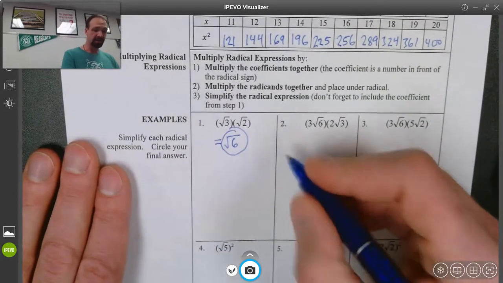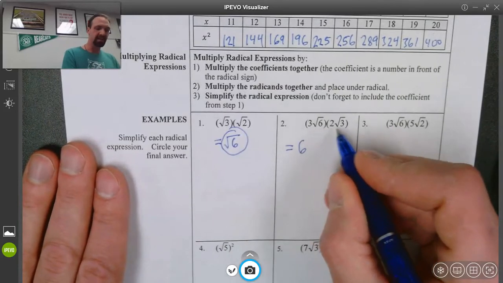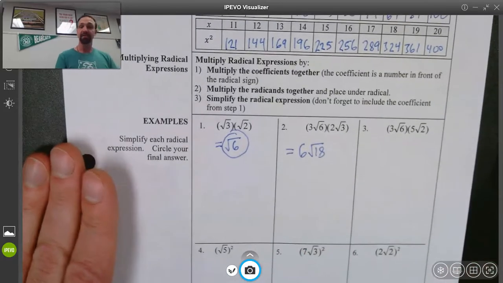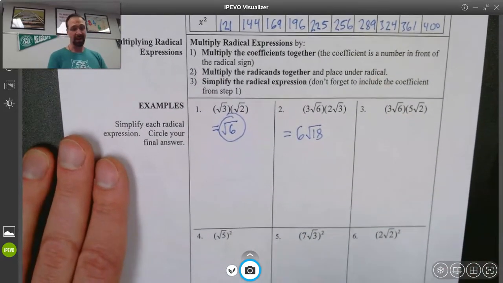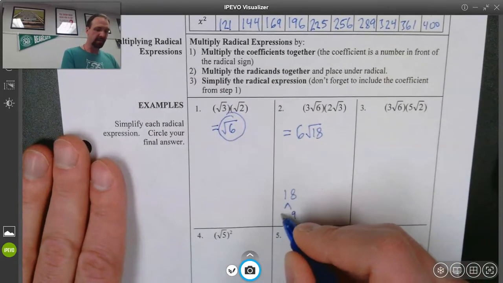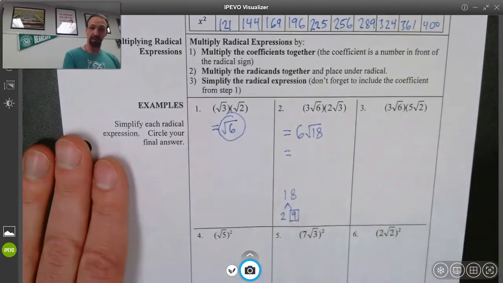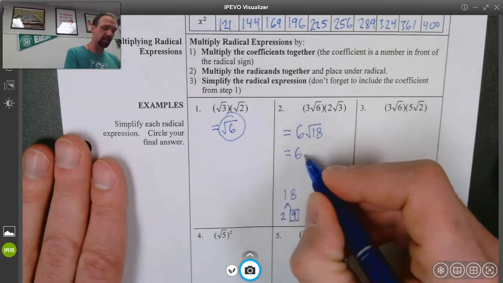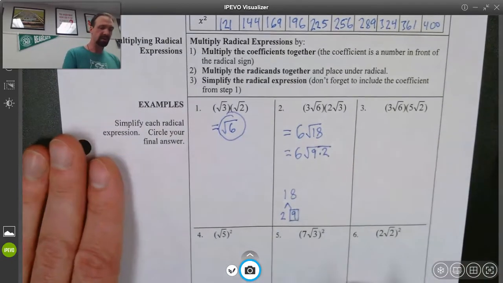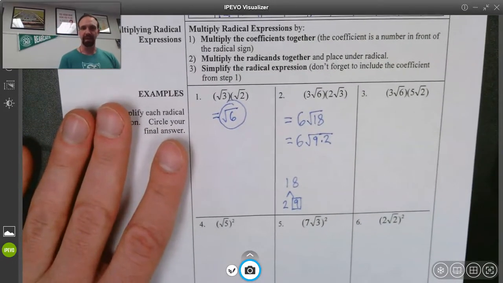Example number 2. We take 3 times 2. 3 times 2 gives us 6. And then we take 6 times 3, so that's going to be the square root of 18. Now I check to see if there's any perfect squares that I can take out of 18. I have 9 and 2. 9 is a perfect square. So then, just like we were doing in the last video, we have 6 times the square root of 9 times 2. I'm just going to go ahead and do it completely, and then we'll talk about our little shortcuts that we did last time as well.